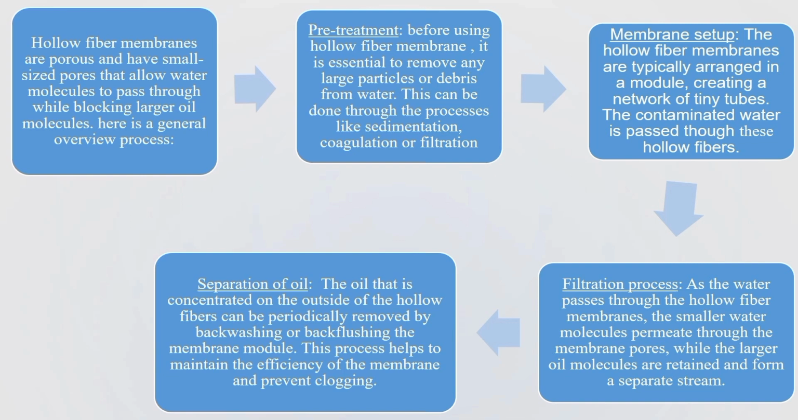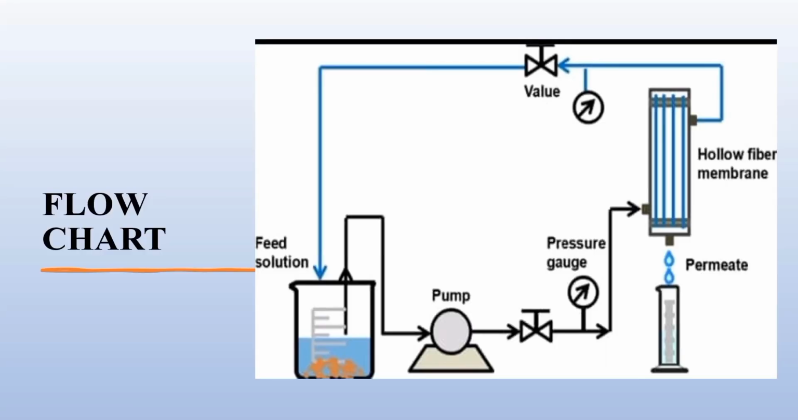Lastly, the separation of oil. The oil that is concentrated on the outside of the hollow fibers can be periodically removed by backwashing or back flushing the membrane. This process helps to maintain the efficiency of the membrane and prevent clogging. Here is an example of how the whole process works. Moving on to the results and discussions.